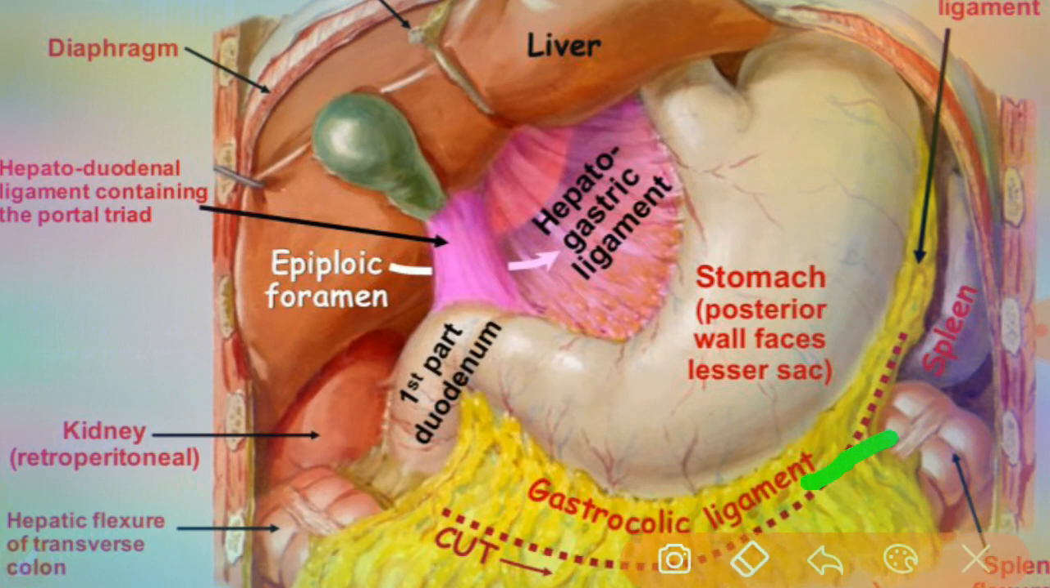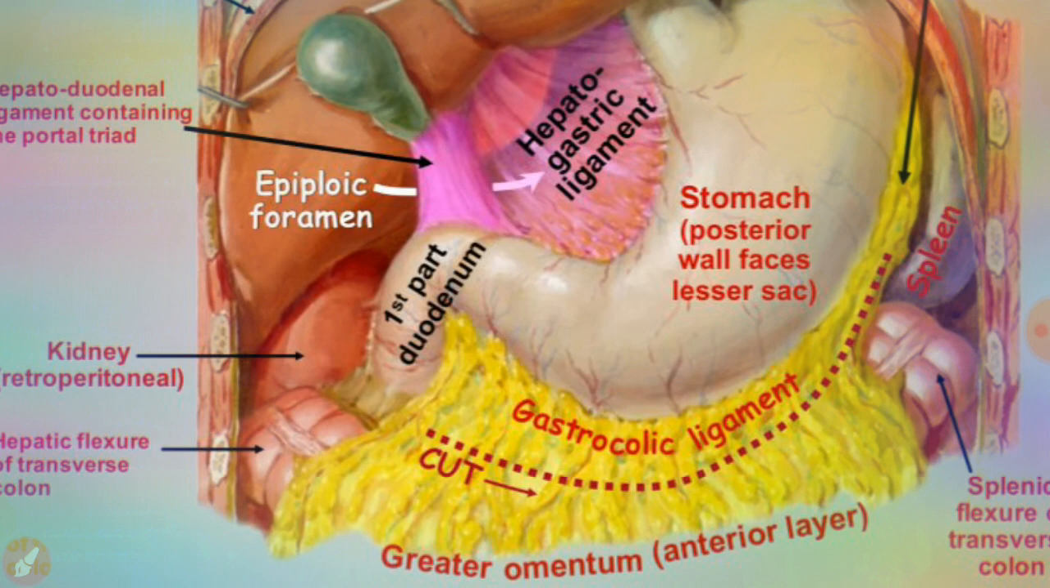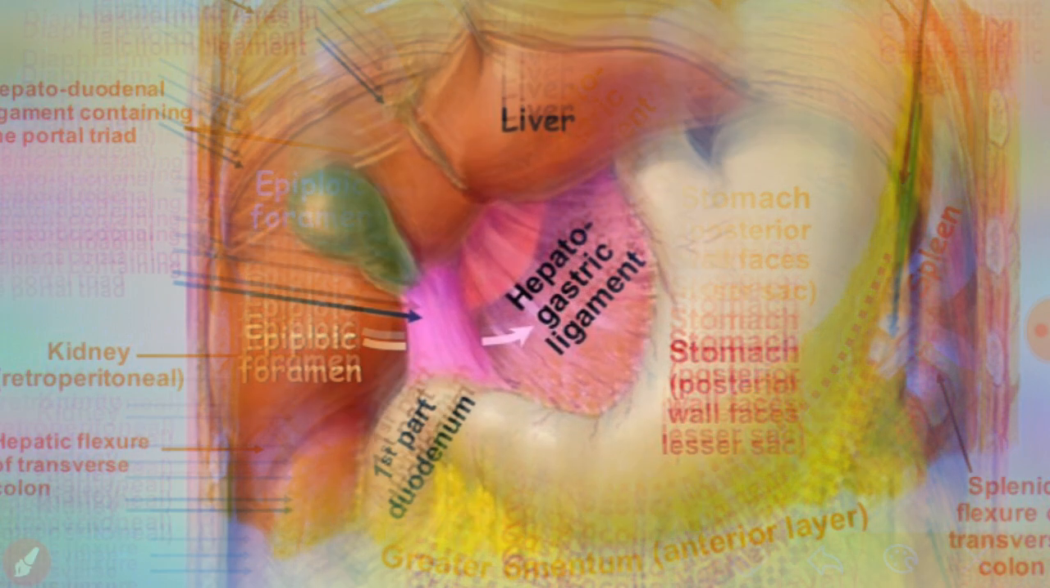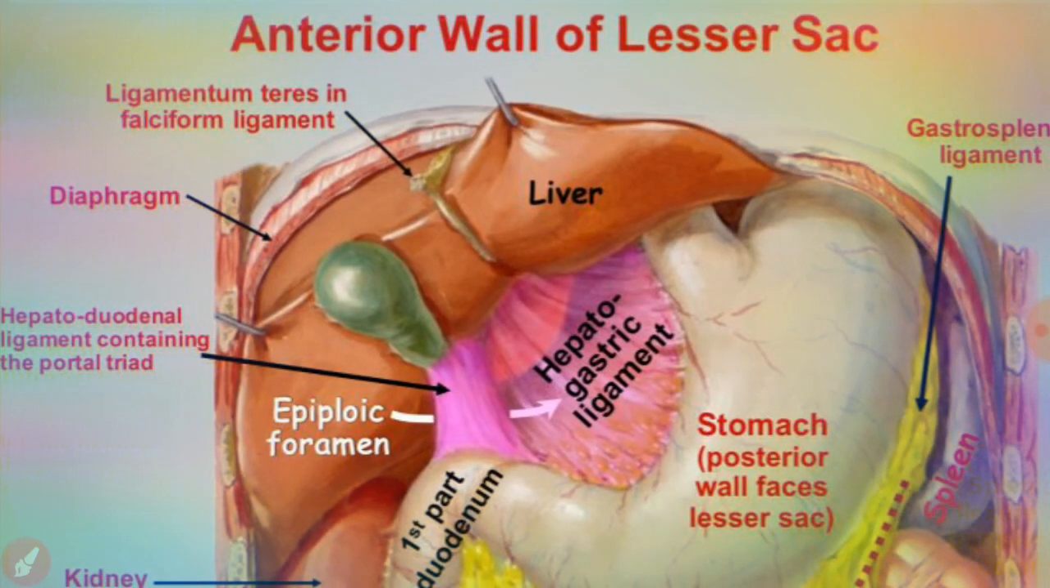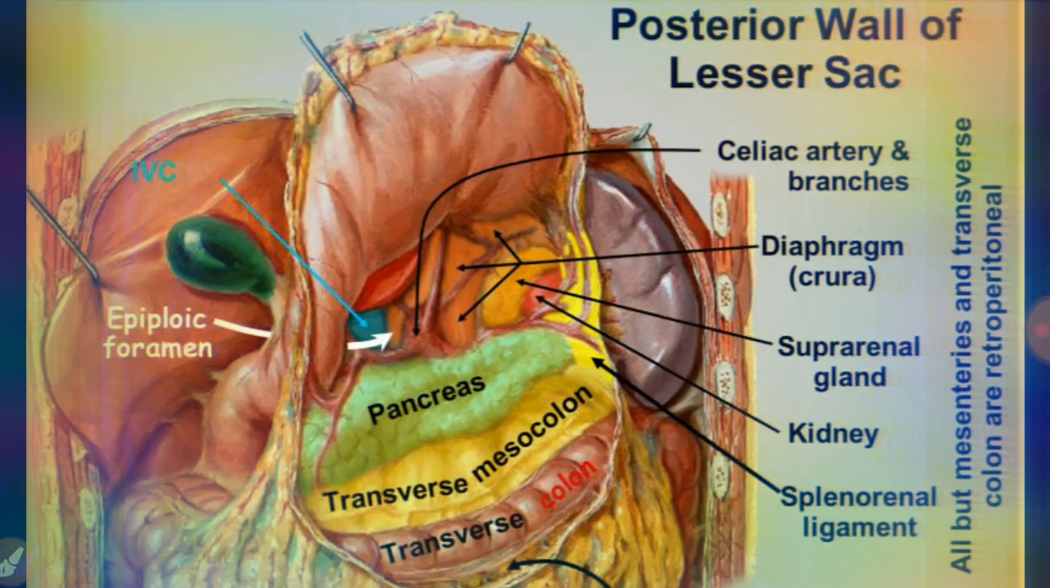ligament is present. See here the spleen and kidney, retroperitoneal organs, and the hepatic flexure of the transverse colon is present. See here the greater omentum. This is the anterior layer of the greater omentum, and the splenic flexure of the transverse colon is present. So this is the anterior wall of the lesser sac. This is the posterior wall of the lesser sac.